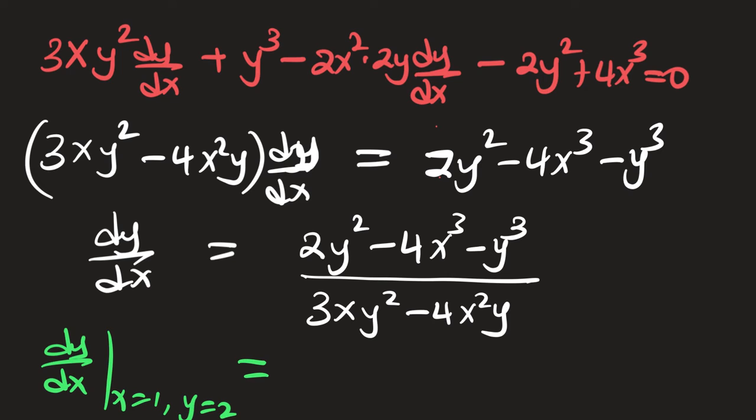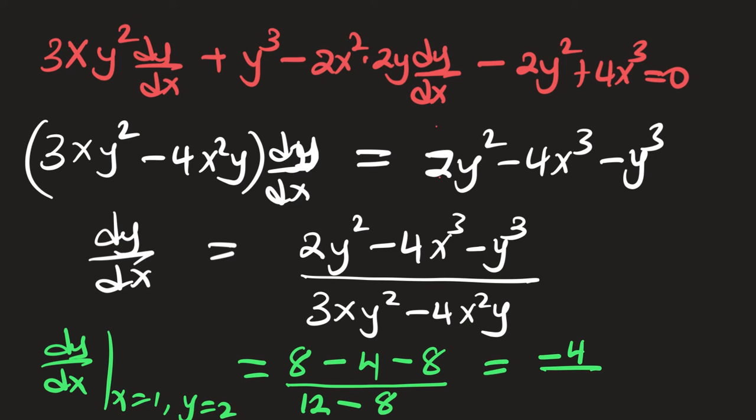So 2 squared is 4, so this will be 8. Minus x is equal to 1, so this is 4. Minus 8, because 2 cubed is 8. Then down we have 3xy squared. y is 2, so when I square, that is 4, this will be 12. Minus 4x squared y. So x is equal to 1, y is equal to 2, this is 8. So my derivative here is negative 4 divided by a positive 4, which is equal to negative 1. So the slope of the tangent line is equal to 1.